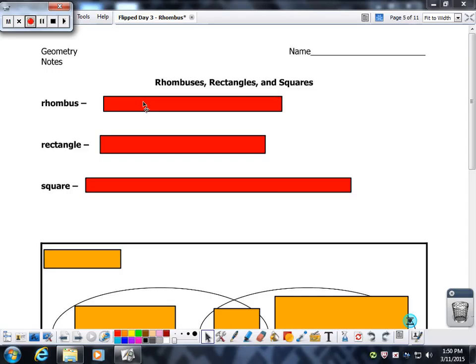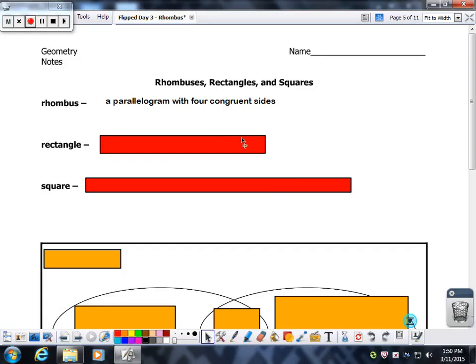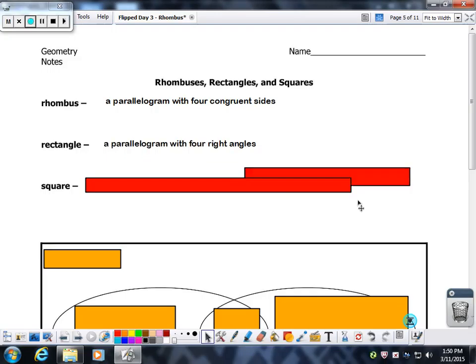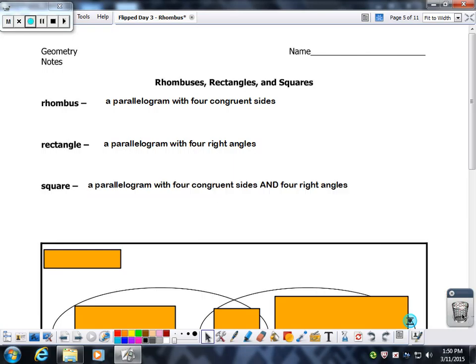First, a rhombus. A rhombus is a parallelogram with 4 congruent sides. A rectangle is a parallelogram with 4 right angles. A square is a parallelogram with 4 congruent sides and 4 right angles.